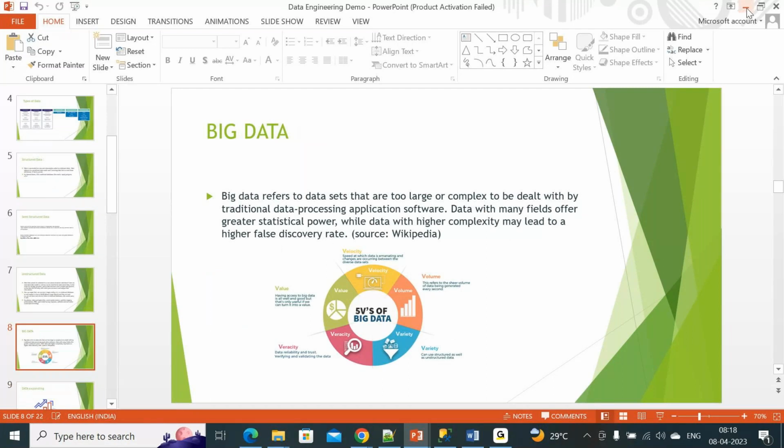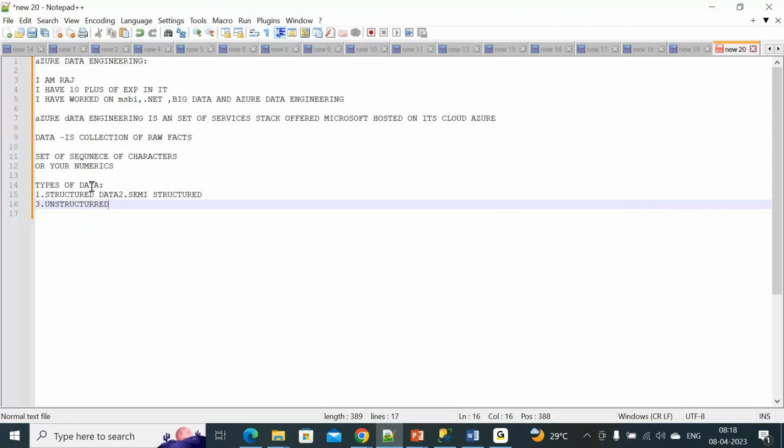So as we said, these are the three types of data categorized in the real world. Okay, fine. As we are learning Azure data engineering, first I am going with the term called data. What do you mean by data and what is there in this data part? Cool, right, guys?